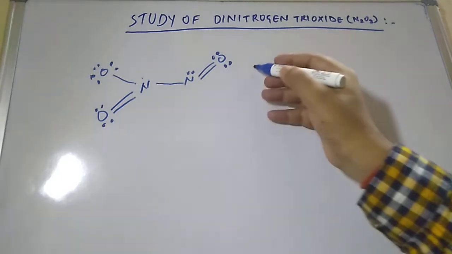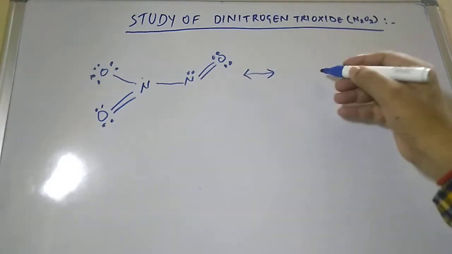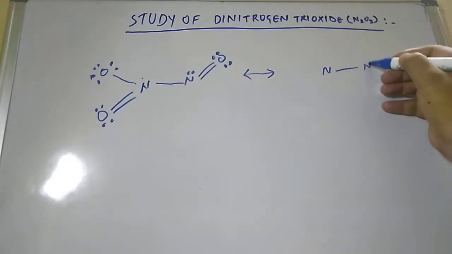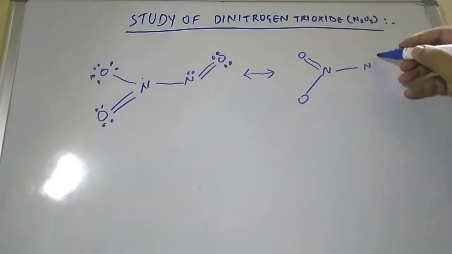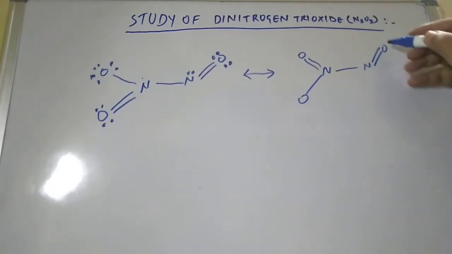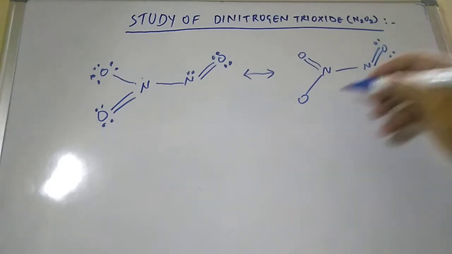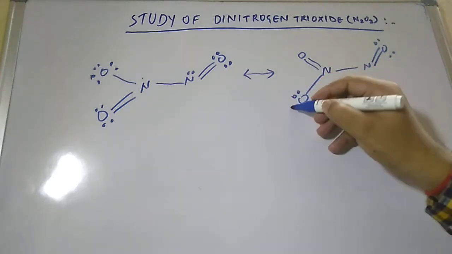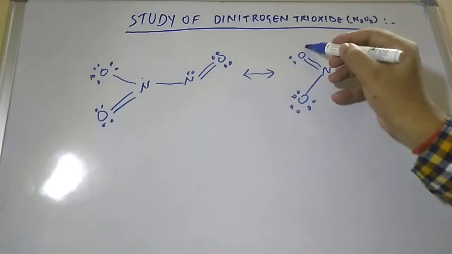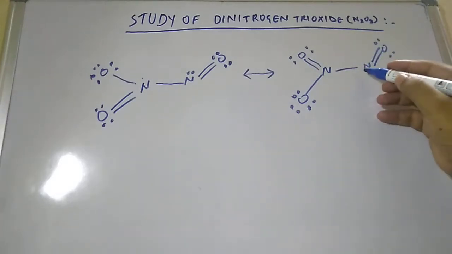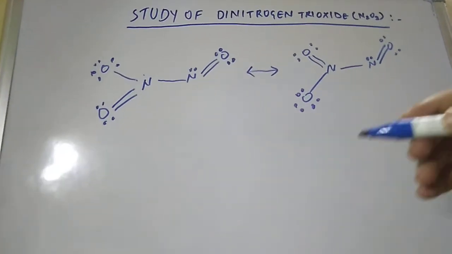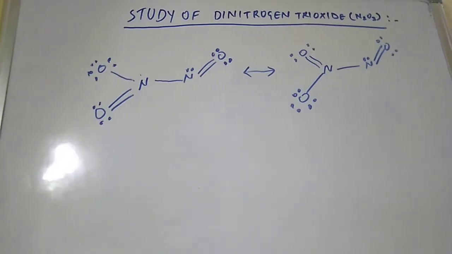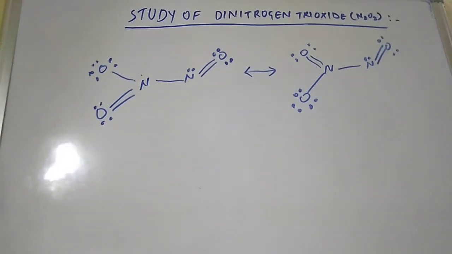What other resonating structure will it give? Nitrogen with a single bond on one side, a double bond on this side, a single bond on the other, and a double bond on the other, as it is. So 2 lone pairs like this, here will be 6 lone pair electrons, and here 2 lone pairs. This is the structure of dinitrogen trioxide.